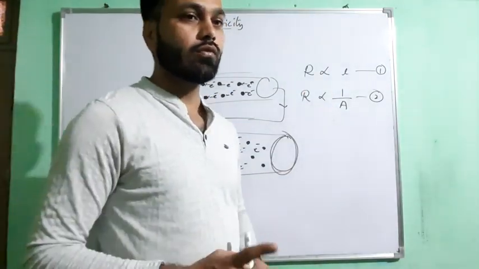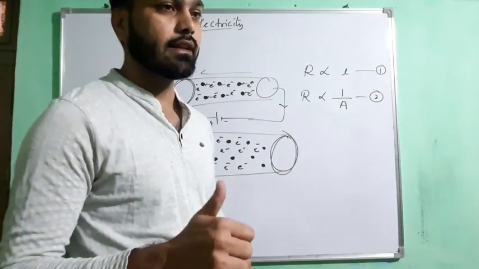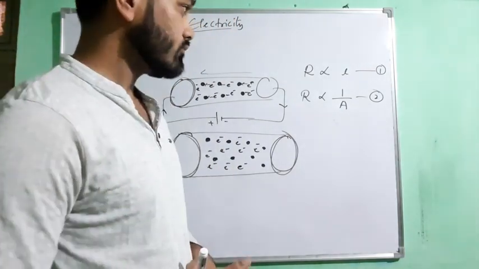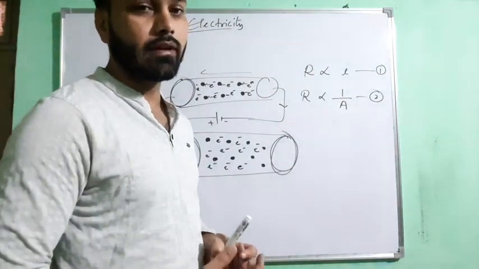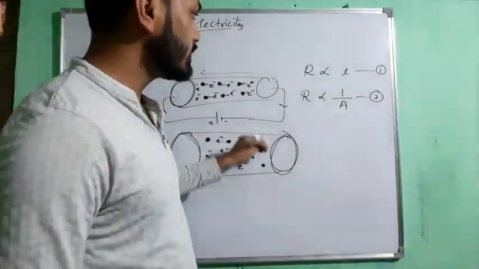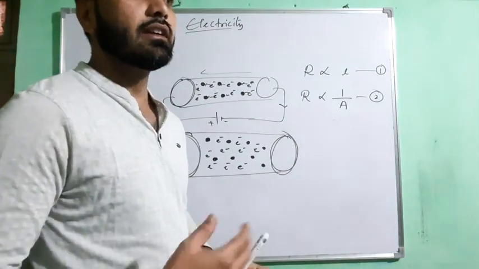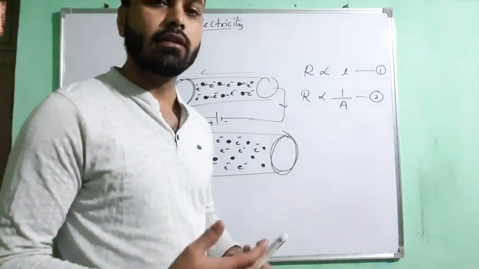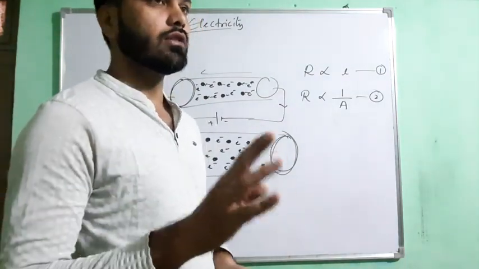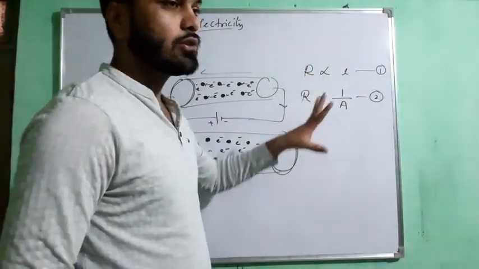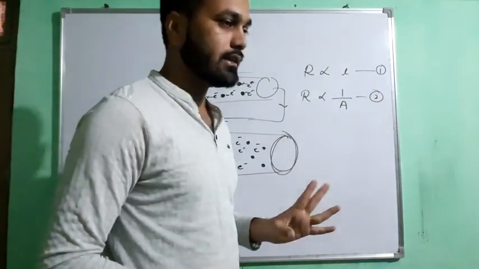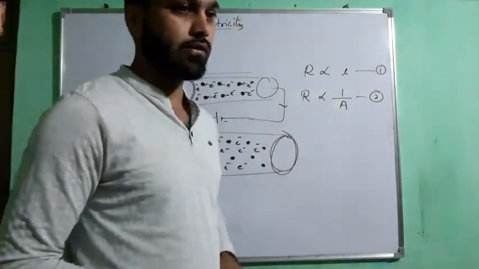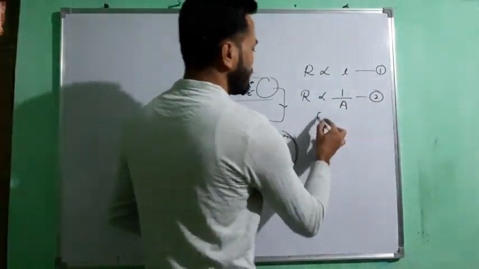There are another two factors. One is the temperature of the conductor. It means the more the temperature of the conductor, the more resistance it will provide. And it also depends upon the nature of the material, meaning different materials provide different amounts of resistance. So there are a total of four. Mathematically, I have mentioned two here: resistance is directly proportional to the length and inversely proportional to the area of cross section.